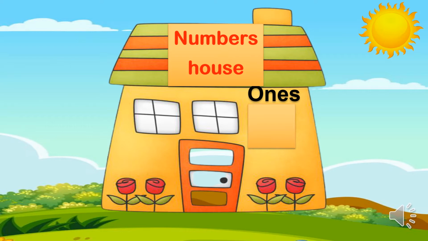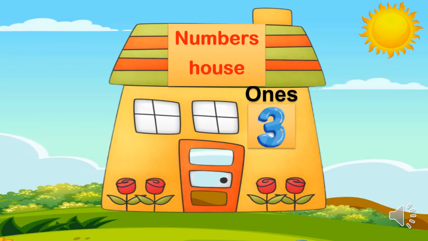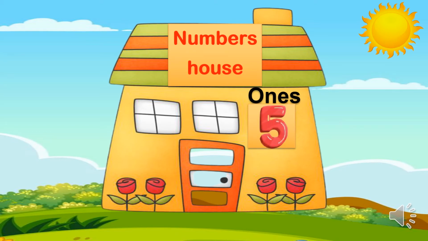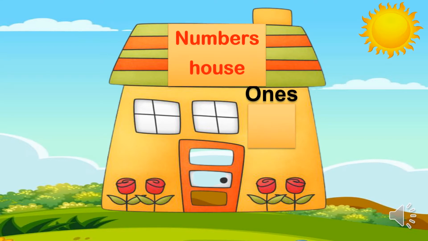Now we have number 2. Which room will it sit in? In the one's room. Then we have 3, 4, 5, 6, 7, 8, 9. Now, what is the number after 9?